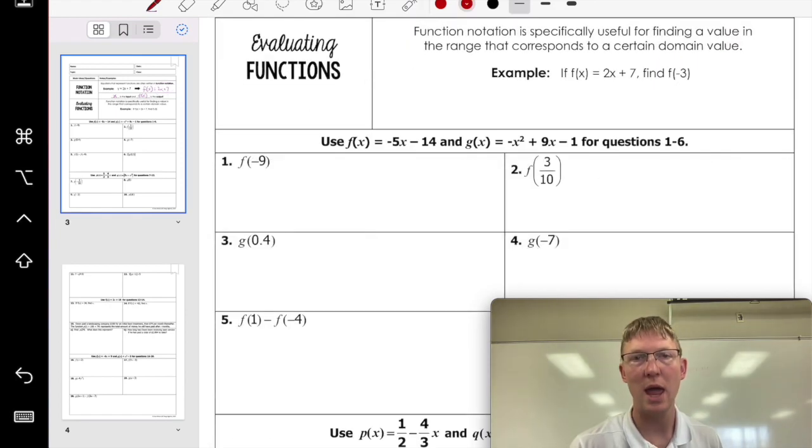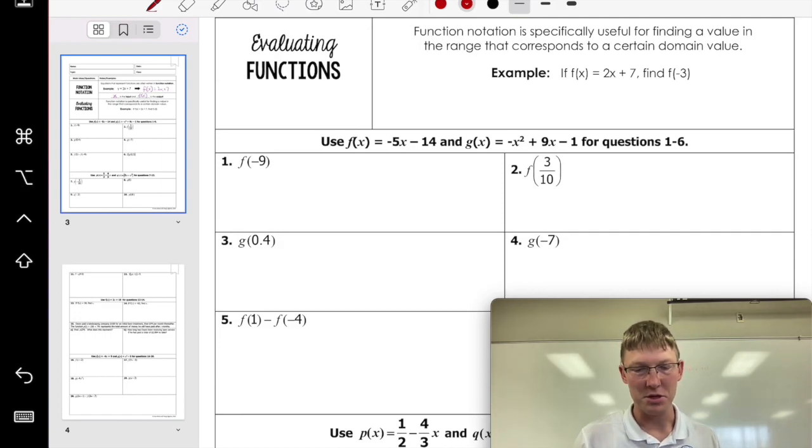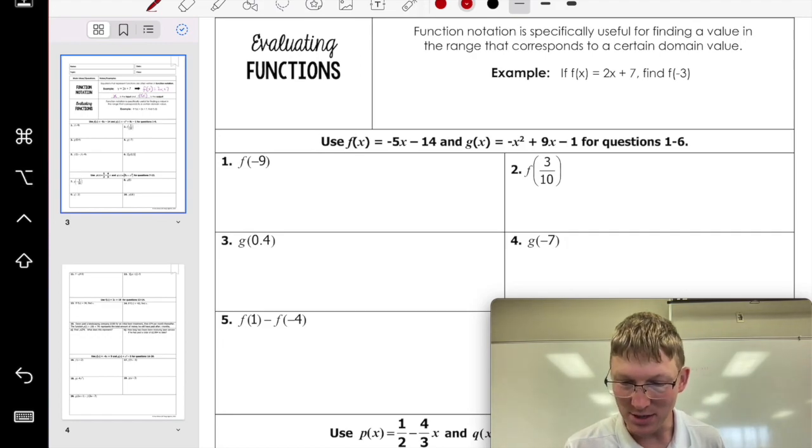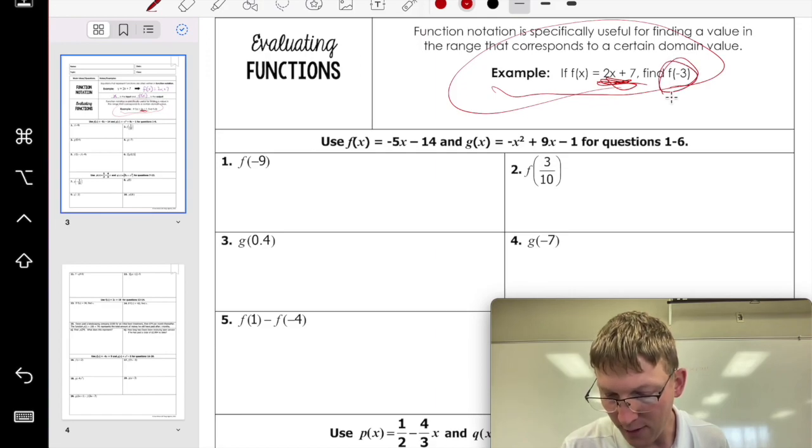So then we can evaluate functions. Like I said, you input a number, it does a bunch of stuff, and then it outputs, or like I say, poops out a different number. We can do that by hand. A lot of this class is doing it by hand, so get used to it. So here's our example right there. If f of x equals this function, find f of negative 3.